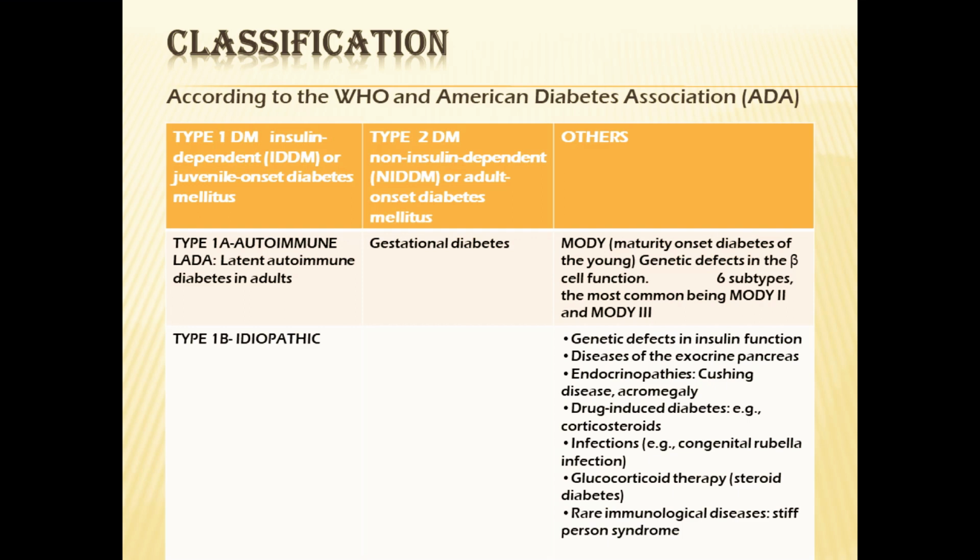Other forms of diabetes are MODY, that is maturity onset diabetes of the young, genetic defects in the beta cell function. There are 6 types. The most common ones are MODY2 and MODY3. The other forms are genetic defect in insulin function, disease of exocrine pancreas, endocrinopathies like Cushing's disease, acromegaly, drug-induced diabetes, for example, corticosteroids, infections, for example, congenital rubella infection, glucocorticoid therapy, steroid diabetes, rare immunological diseases like stiff person syndrome.